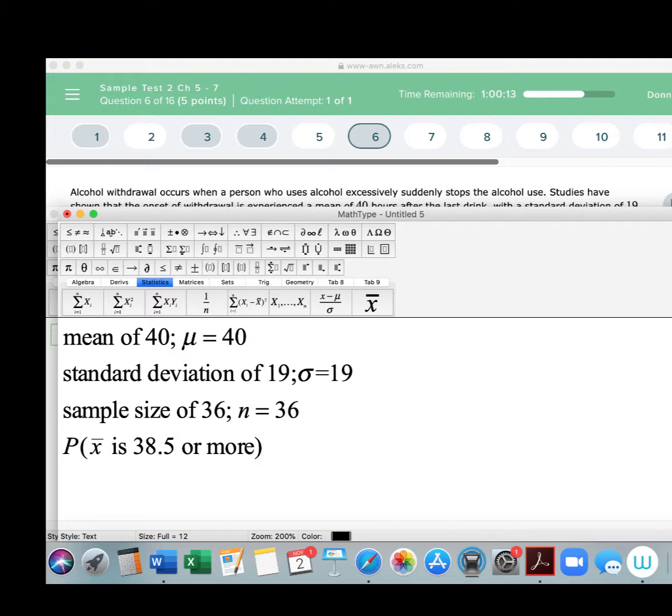38.5 or more means that it could be equal to 38.5. That's what the equal sign represents, and or more is greater than. So we can rewrite this as the probability that the sample mean is greater than or equal to 38.5.